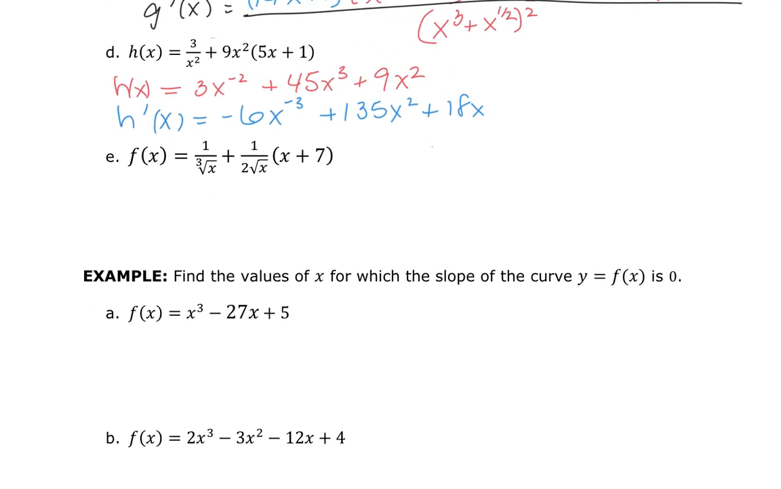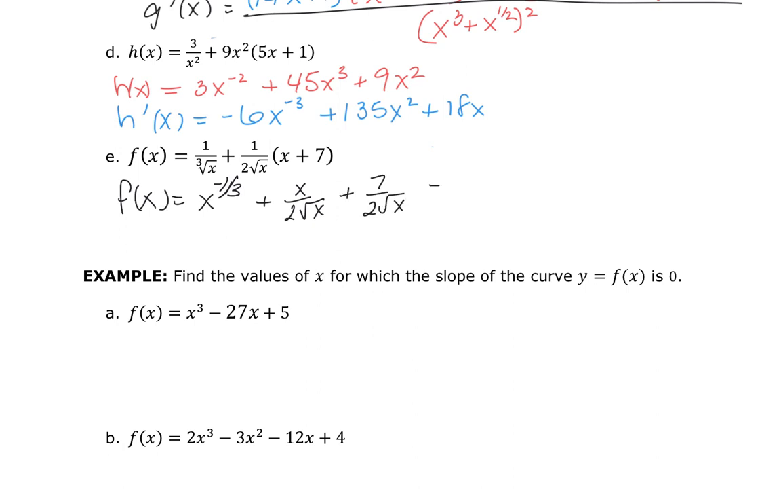All right, so part E. I'm probably going to distribute. So I'm going to write this as f of x is equal to x raised to the negative 1/3, because it's in the denominator, it's a negative 1/3. 3 is the index, so it's x to the 1/3, but the denominator makes it negative. And then plus, I'm going to have x over 2 square root of x plus 7 over 2 the square root of x.